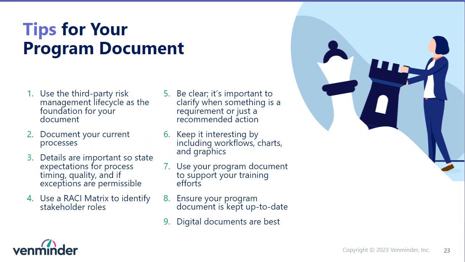All right, let's talk about some quick tips for your program document. First of all, use that third-party risk management lifecycle as your roadmap and the foundation for your program, and look at each stage in the life cycle, break down those activities and steps, and you can assign a process to each one. Makes it very comprehensive and easy to follow, and it also helps you put your document in the right order.